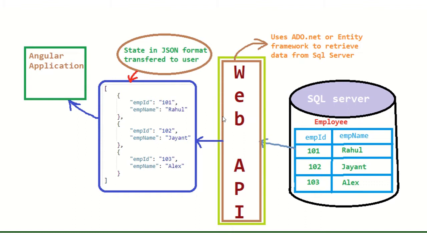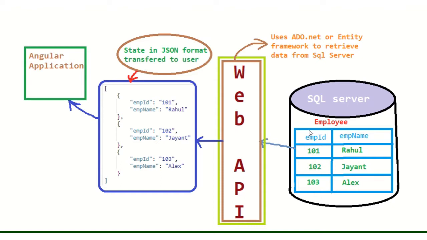Okay, suppose we have a table in SQL Server. I am giving a live example. I am showing one example of data from a SQL Server table. This is a table called employee and it has two columns. It is going to be shown in one Angular application to the user. So how is it going? The Web API will connect to SQL Server. It will retrieve or fetch data from the SQL Server using ADO.NET or Entity Framework technology. Then it will convert this table data to a REST format, that is JSON format.